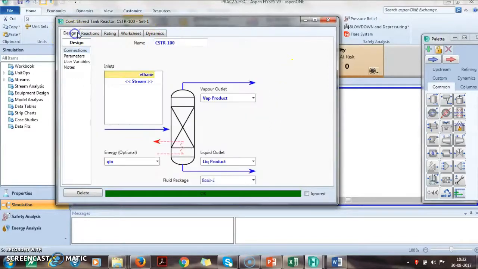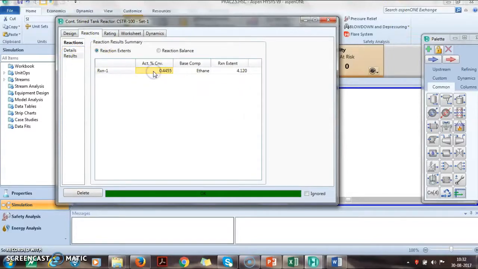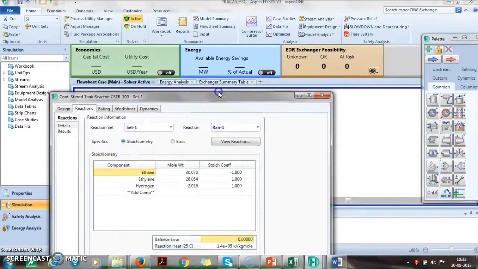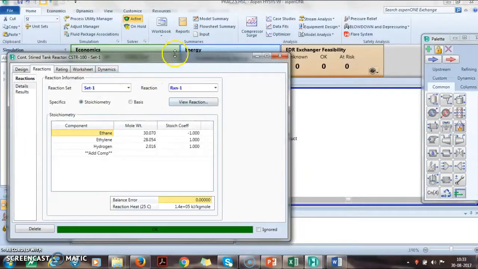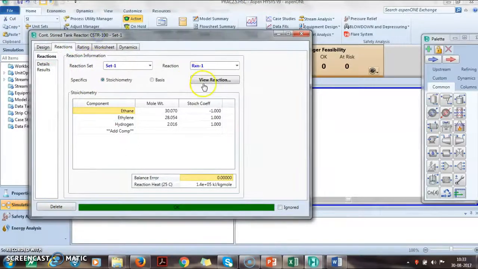So if I need to increase that conversion, what I need to do is increase the volume. So say for example I make this volume to 10 and this to be 1. So if I go and see the results, you can just see that it is 0.445. So what I need to do is check the volume term, and I'll just have to see the reaction back.